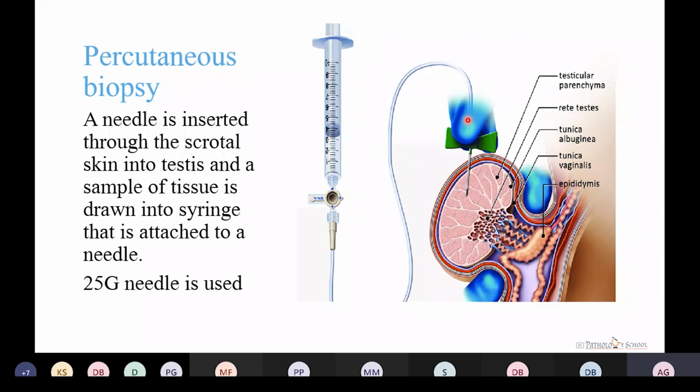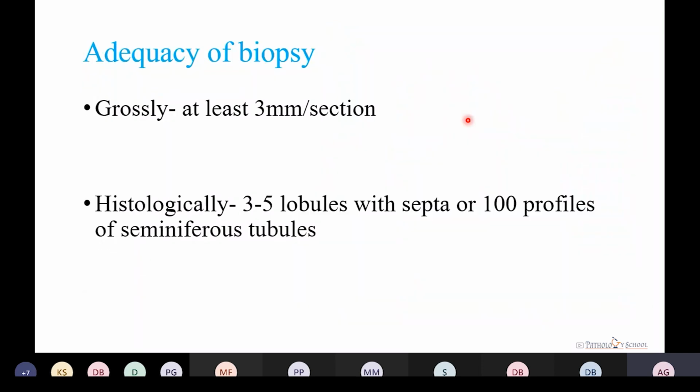In percutaneous biopsy, a needle is inserted through the scrotal skin into the testis and a sample of tissue is drawn into the syringe which is attached to the needle. Usually, a 25 gauge needle is used to minimize the amount of trauma caused to the limited viable testicular tissue, in cases of infertility.